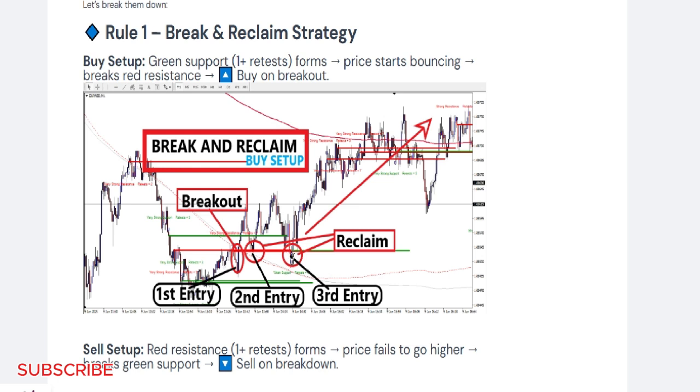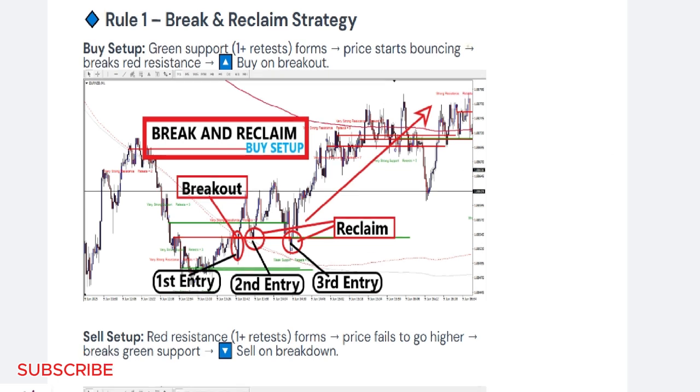Yeah, so you enter the trade here or somewhere here, put your stop loss below this support line, and then your first TP goes here, and then the TP will be hit, and then the second TP you put on the envelope. Yeah, so that's how you use this.